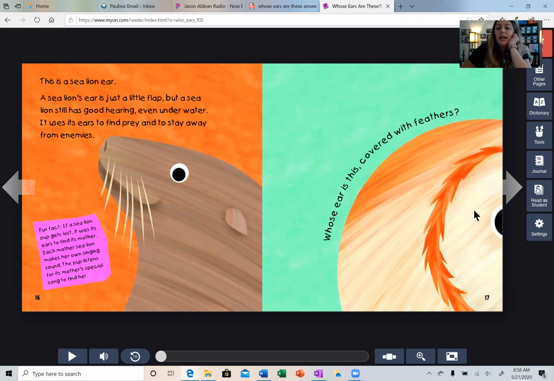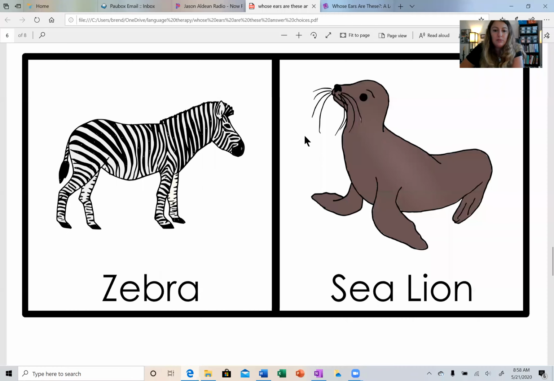Okay, so look at this animal. Whose ear is this covered with feathers? Okay, so we can't see these ears from the outside because this thing has feathers. So it looks like it's white and orange. It has feathers. So if it has feathers, that must mean it's maybe some kind of bird. Let's see what our choices are.